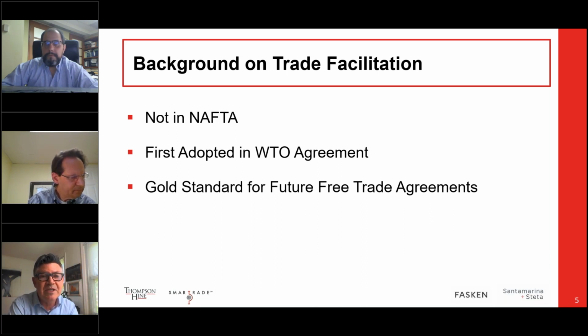When the USTR got involved with renegotiating the North American Free Trade Agreement and it became the USMCA, they really wanted to add a trade facilitation chapter to the USMCA, and they wanted it to be the gold standard for future trade agreements. So think about that as we go through these provisions.